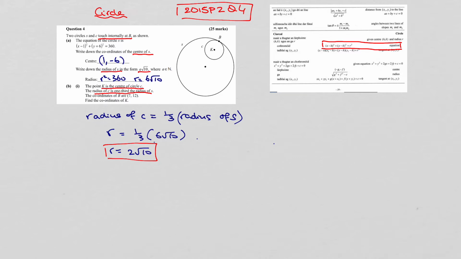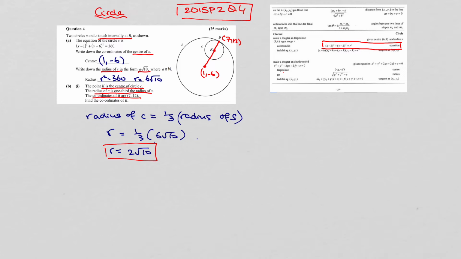Okay, so that means we know our radius of C there. So from B to K would be 2 root 10. And then we're also told the coordinates of B are 7, 12. So let's mark that in our diagram. So that's 7, 12. And we've worked out the centre of S. It's 1, minus 6. So let's continue that radius all the way down. So basically we have B and the centre of C and the centre of S are collinear.